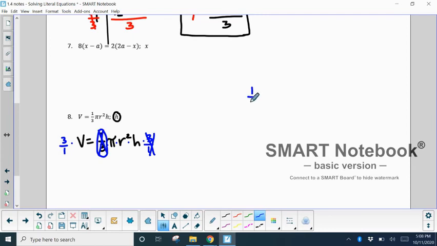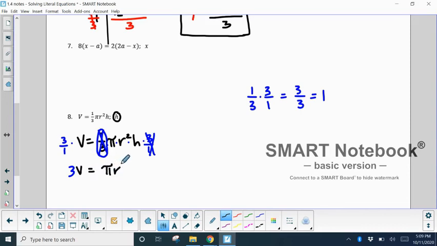Okay, so if you think about that, 1/3 times 3 over 1, 1 times 3 is 3, 3 times 1 is 3, 3 divided by 3 is 1. So that's why that works, okay? So 1 over 3 times 3 over 1 is going to go away. And 3 over 1 is just 3 times V. So that's just 3V. 3 times V just stays 3V.